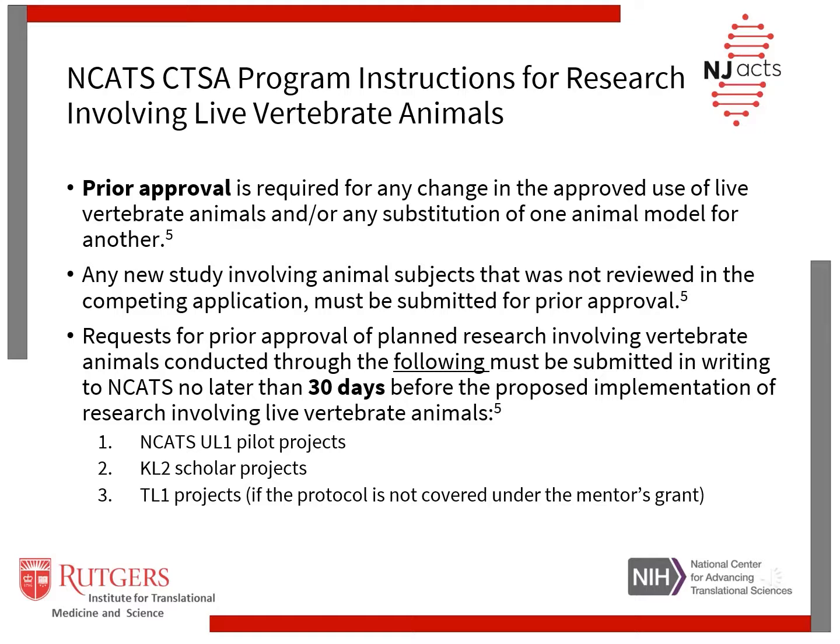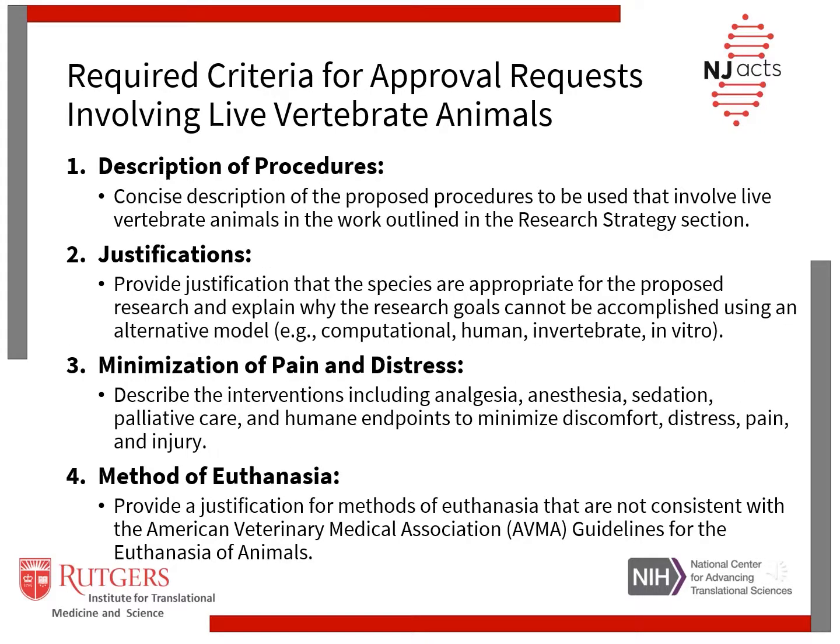NJ-ACT's researchers require prior approval for research involving live vertebrate animals as defined by the NCATS CTSA program on this slide. A link to the worksheet with the criteria required will also be provided with this slide deck. In order to obtain approval to conduct research involving live vertebrate animals, the following 4 criteria must be met and defined. First being the description of procedures, the justifications for the animal research, the interventions used to minimize pain and distress in the animals, as well as the method of euthanasia used.